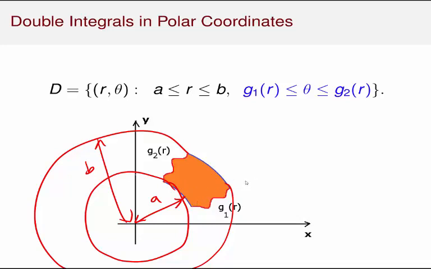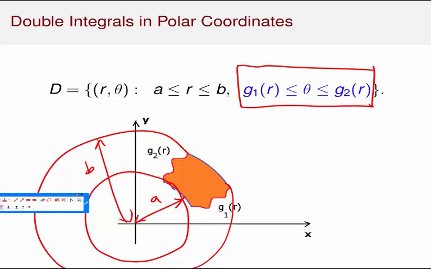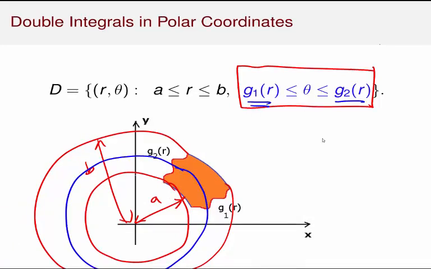Furthermore, for every such r that we choose, the angle theta will be bounded above and below by some functions of r. And to visualize this, we can fix a particular r. So let's say we have one r between a and b. So let's say we have a circle between these two circles. Let's suppose the radius of this circle is r0. So this is a number between a and b. Okay? So the equation of the circle is r equals r0.